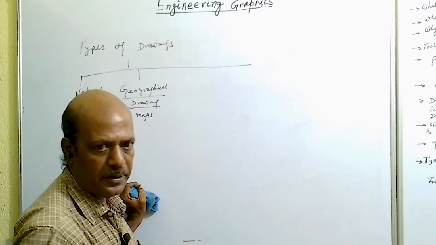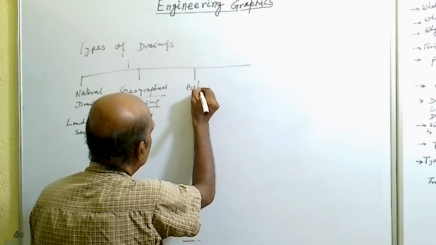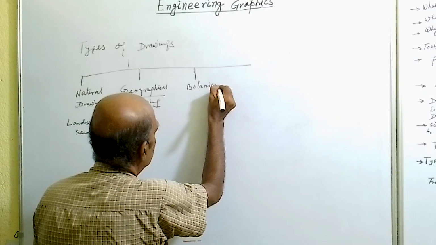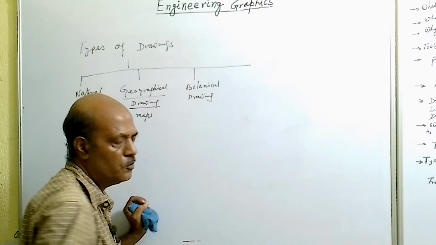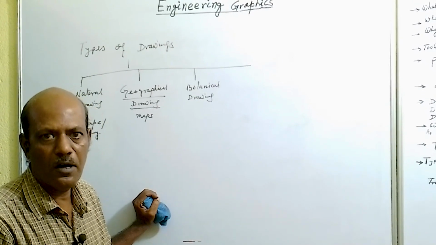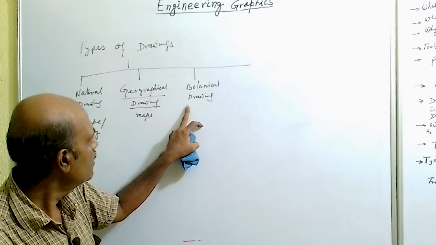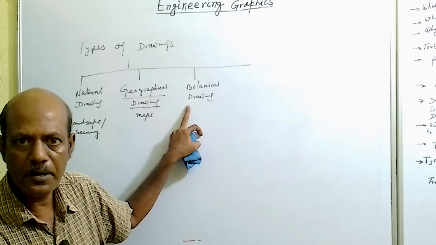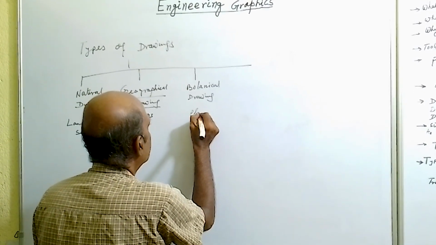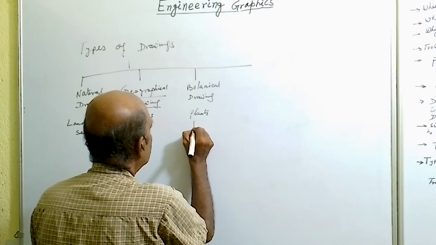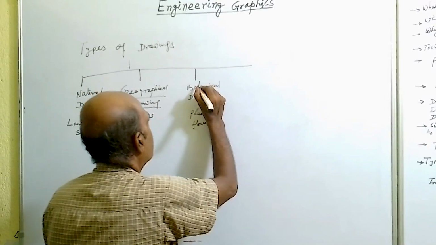And third kind of drawing is your botanical drawing. So in this, the drawing of any plant or flowers is coming under botanical drawing. So drawing of plants or flowers is coming under botanical drawing.